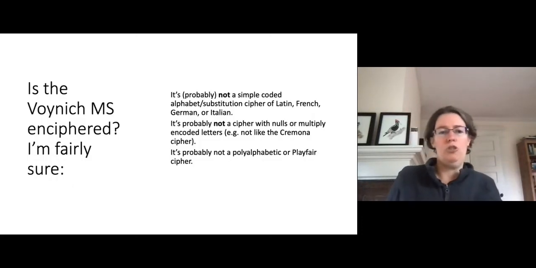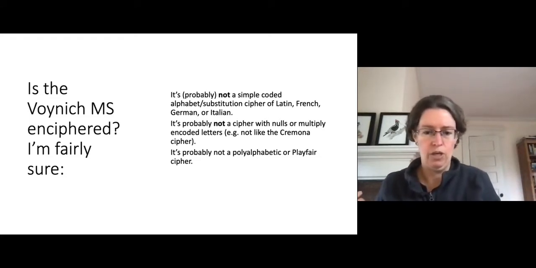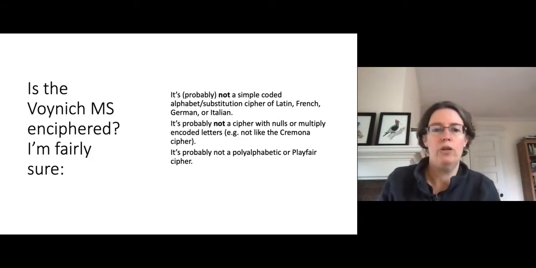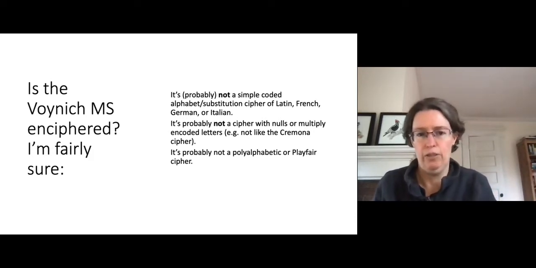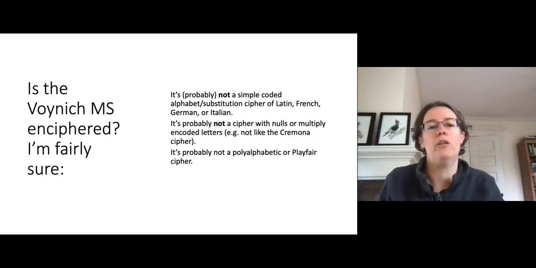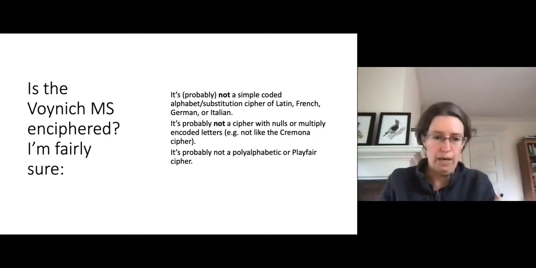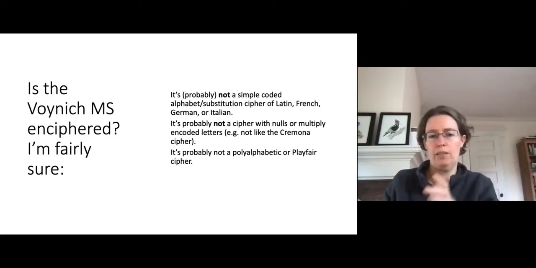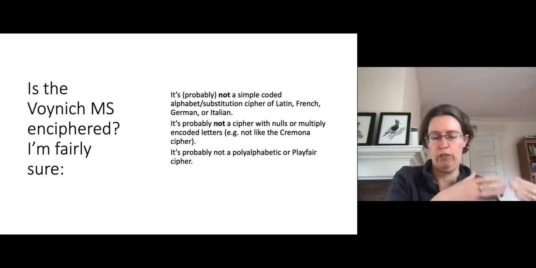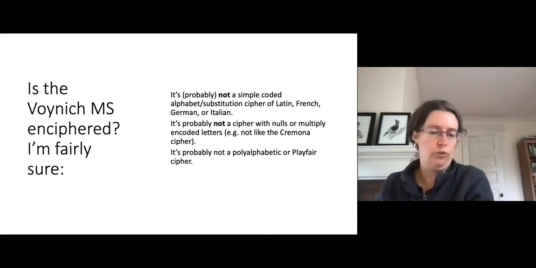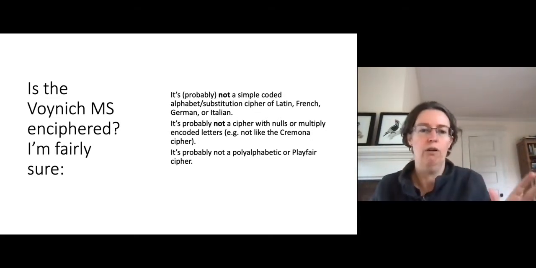Okay, so I mentioned arguments against substitution ciphers before, but I think we can actually say some things about more complex ciphers as well. So it's probably not a simple coded substitution cipher. It's probably also not a cipher with nulls or multiply encoded letters, so not like the Kramer cipher that we saw before. Sorry, that's a typo. It should be Kramer, not Cremona. And it's also probably not a polyalphabetic cipher or a Playfair cipher, partly because polyalphabetic ciphers are known only from later, from 100 or 200 years later, but also if it's a polyalphabetic cipher where the alphabet for encipherment is changing regularly, then we would not expect to see similar words occur across different pages. And Luke is going to talk in the third part of this talk about global structure of the Voynich manuscript and global linguistic structure, which is relevant to this point as well.